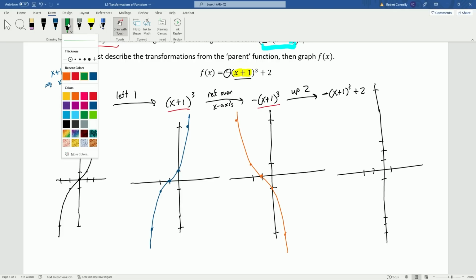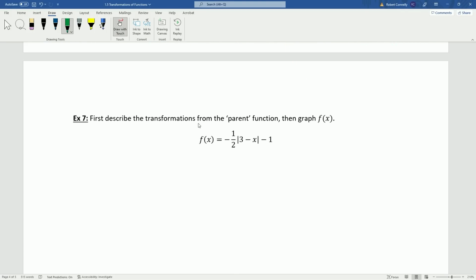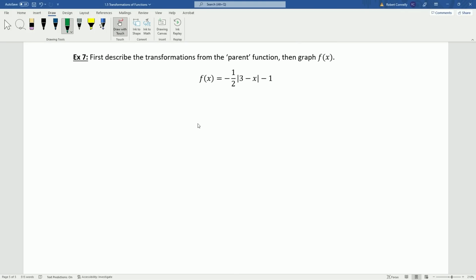Okay, again, this is just a rough graph, so forgive me for being a little bit quick about it, but just take every point and move it up 2. Hopefully that's at least a good enough picture to give you the idea of what's going on here. Okay, so let's go ahead and move on and deal with one more example.